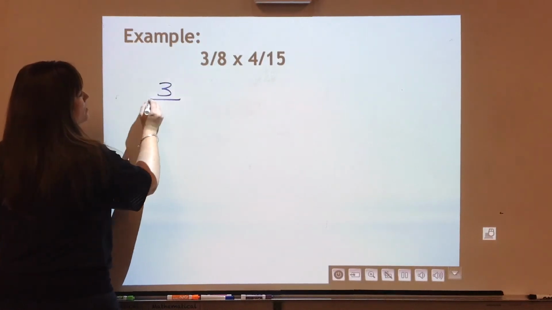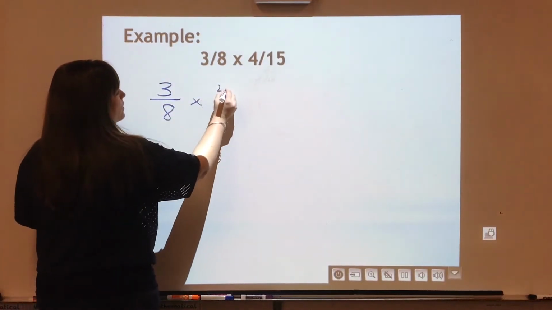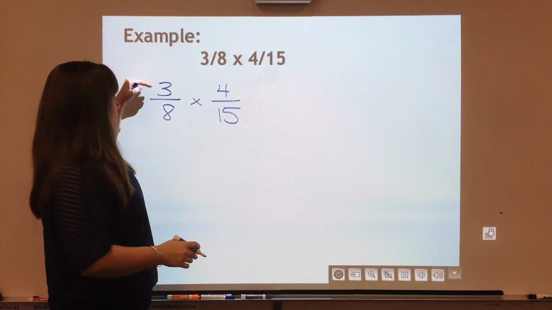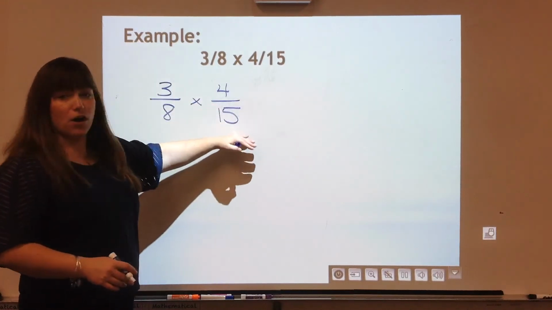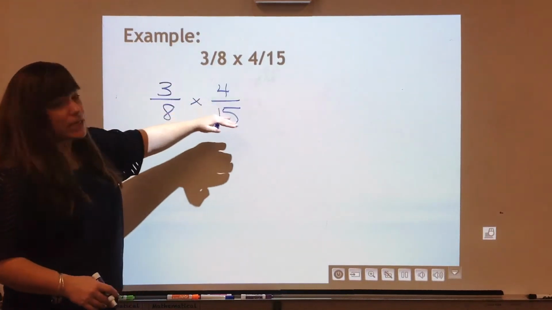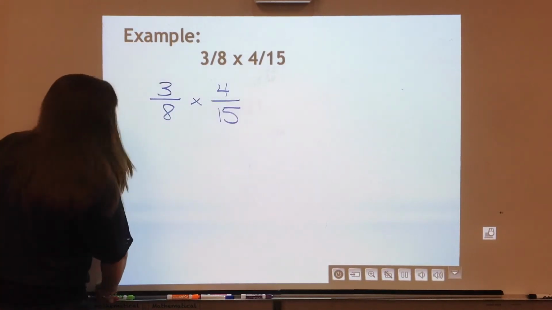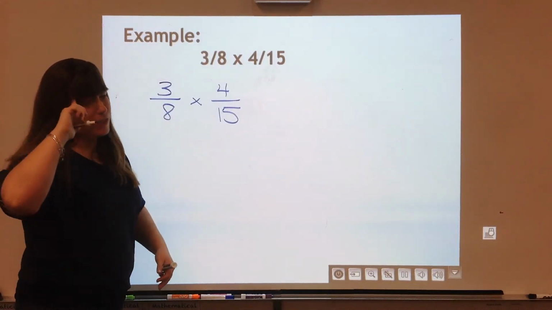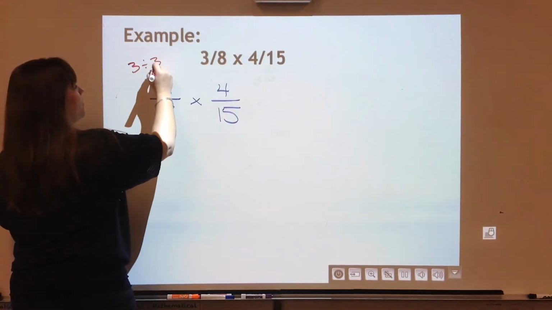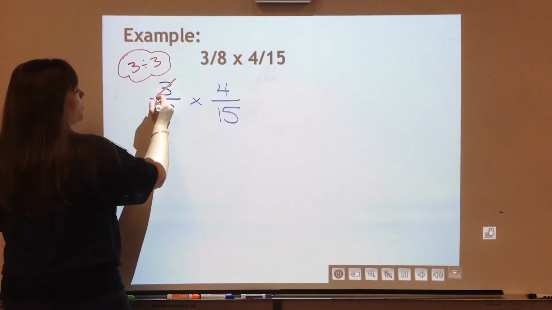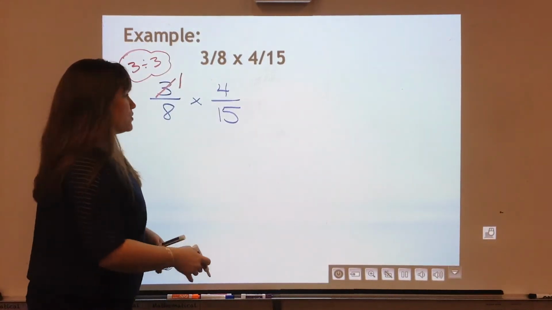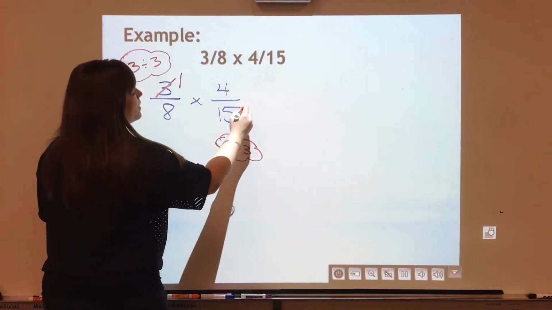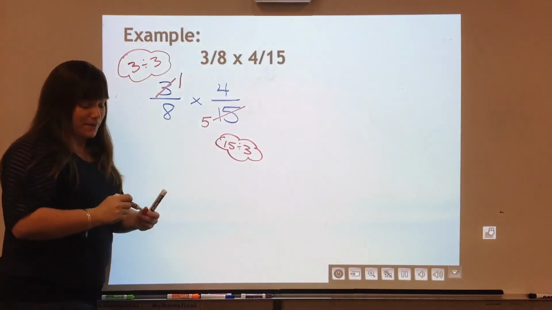So I have 3/8 times 4/15. Now this, again, you have to look at the numerator and denominator of the other factor. So 3 and 15, I'm just going to switch colors out here, do have a common factor of 3. So we're going to think in our head, what is 3 divided by 3? That's what we're thinking. And then we cross out and write a 1, which is the answer. And then we think, what is 15 divided by 3? And we cross out and write the answer 5.